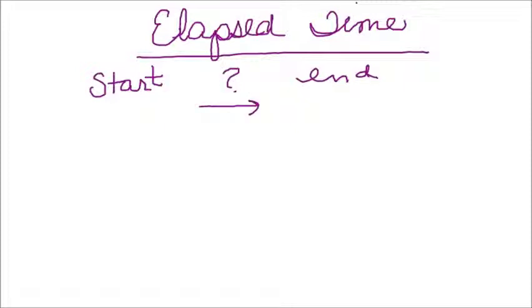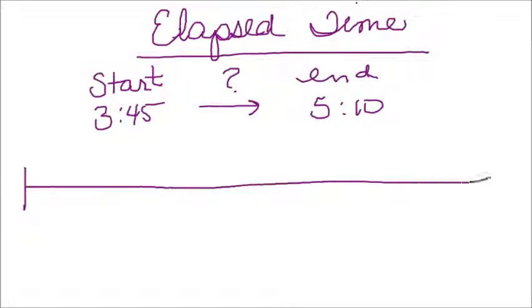So if I'm given a start time of 3:45 and an end time of 5:10, I can figure out how many minutes have passed. So what I do is basically draw a number line, and I put my start time of 3:45 and my end time of 5:10, and I look at that. And what I always want to try to do is get my start time to the nearest half hour or nearest hour.